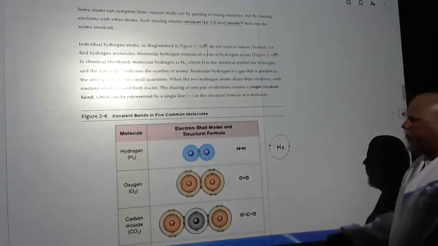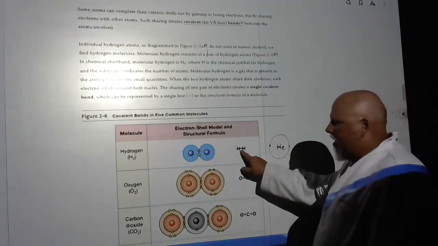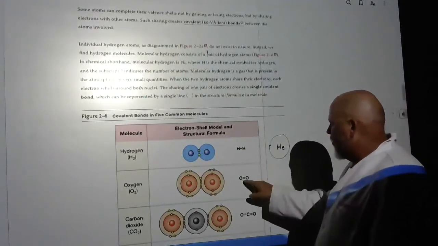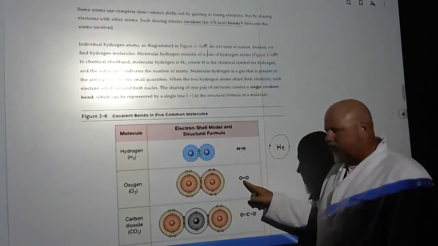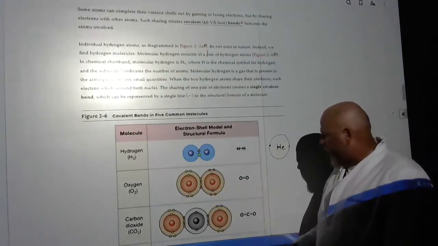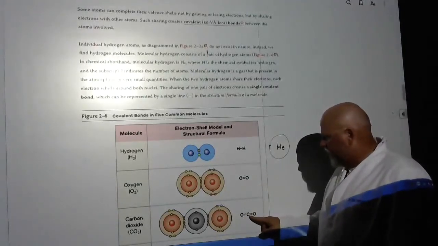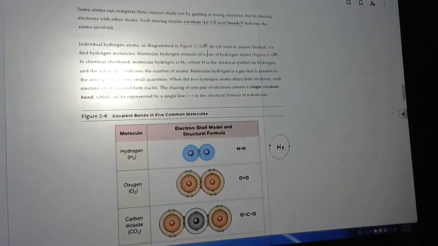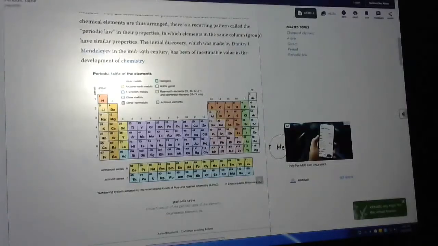Okay, so remember, each line represents 2 electrons. So if that's 2, how many is that? That's 4. Okay, and how many is that? And what is that? 2 oxygens and a carbon, that is CO2. Okay, so let me come over here to the periodic table real quick.